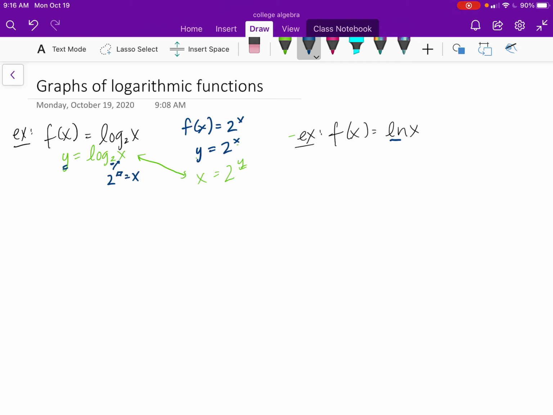Now, a natural log is just the inverse of the function y equals e to the x. That exponential function, the e, has so many applications and purposes that we give it its own logarithm. We give it an ln rather than a log.